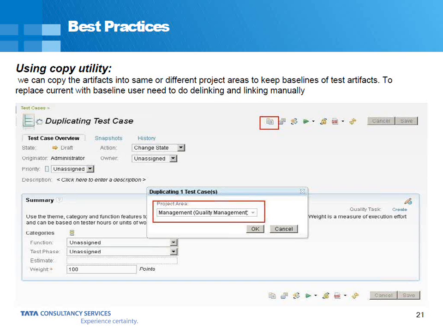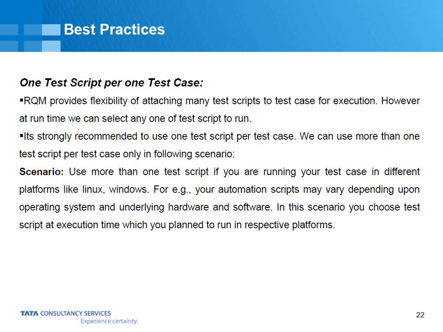If you want to copy, say, 100 test cases, just browse all the test cases in RQM, select all 100, and click the option where you can create a copy of all the selected test cases. So with a single click, it will create copies of all 100 test cases.